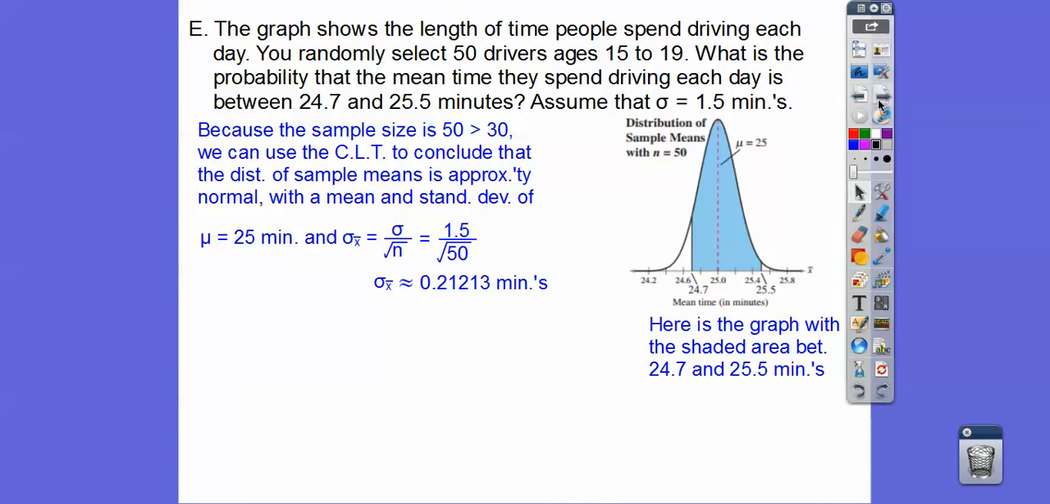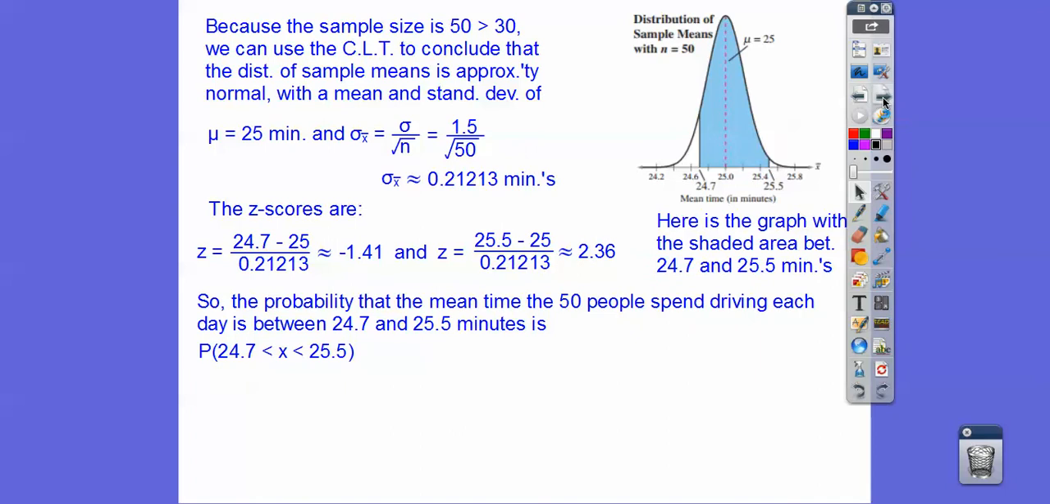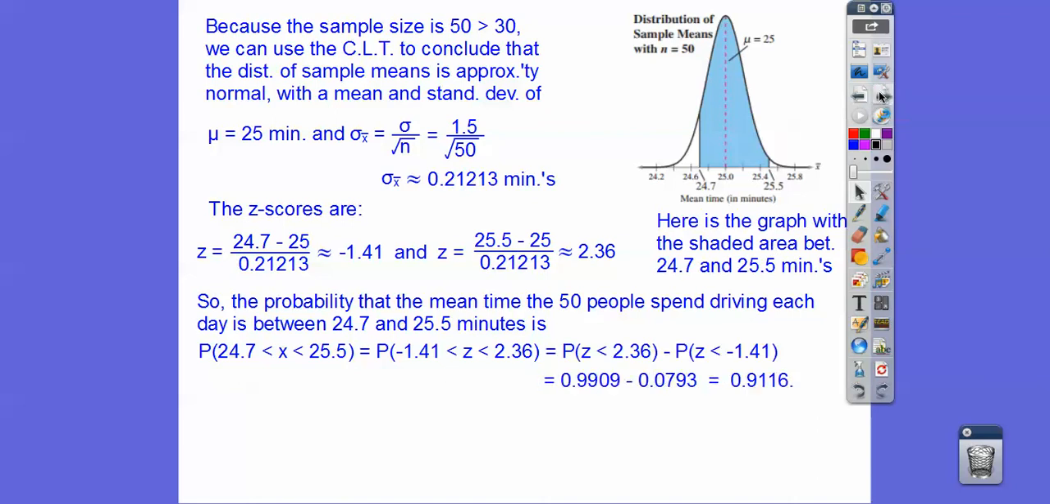Okay, so the probability is going to be whatever our z-scores is between these two numbers right here. Okay, all right, so let me just slide that up. So the probability of the mean time the 50 people spent driving is between 24.7 and 25.5 is this, where our x is between those, which is equal to the same as our z-scores between these two z-scores, okay? And then when it's between, we take the bigger z-score and we subtract off the area for the smaller z-score, okay? So that gets us about 91, a little over 91% of the time.